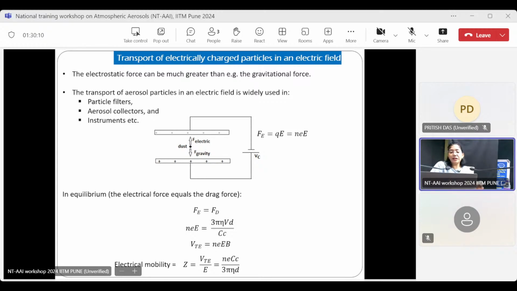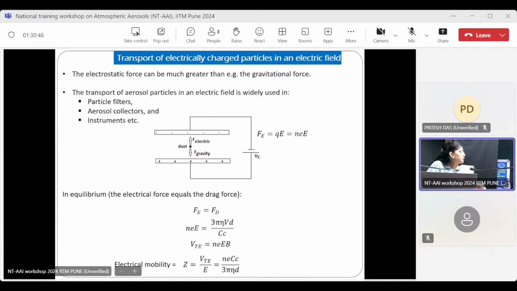So there will be a stage where there will be equilibrium, or we can consider an equilibrium state, where the electrical force is equal to the drag force. So if you equate these two equations, the FD, that is the drag force, which you all studied yesterday, we will get the electrical terminal velocity, just equivalent to the settling velocity when we equate gravity with the drag force. So here we are equating the drag force with the electrical force.